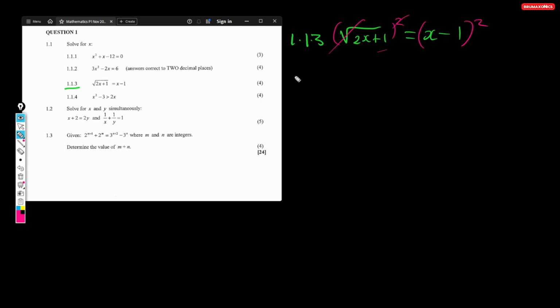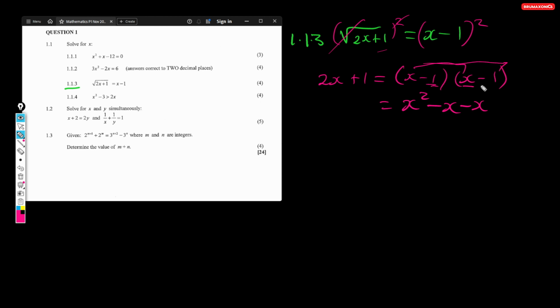the square root, and then our equation will be 2x plus 1, which is equal to, let's expand this, x minus 1 and then x minus 1. So now let's try to solve this one here. x times x is x squared, x times negative 1 is negative x, and then negative 1 times x is negative x, and then negative 1 times negative 1 will give us a positive 1.